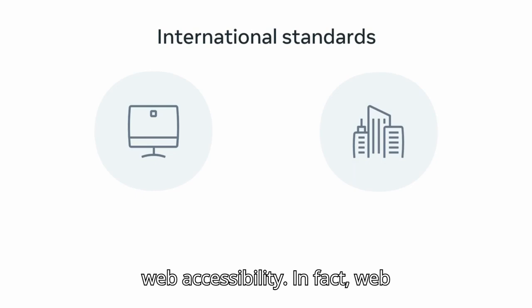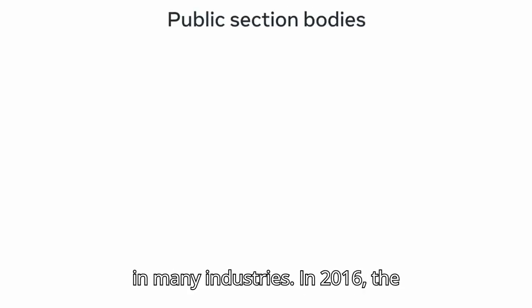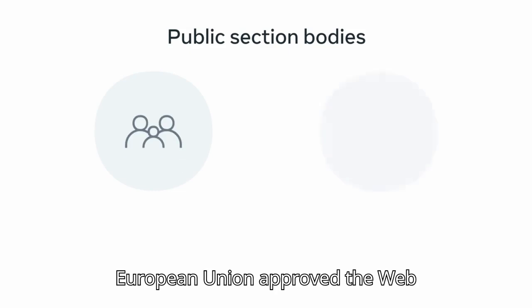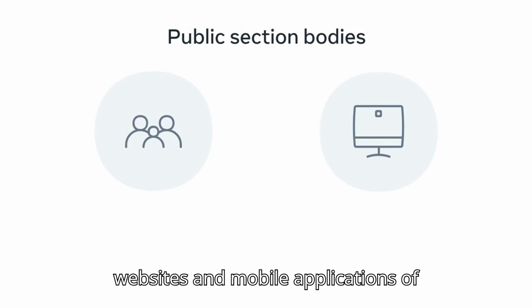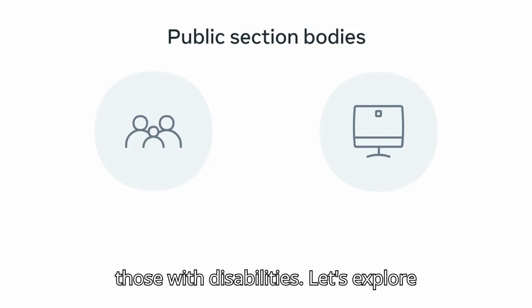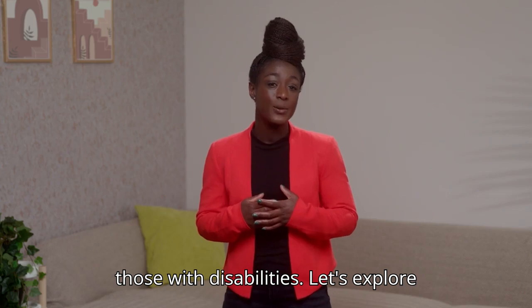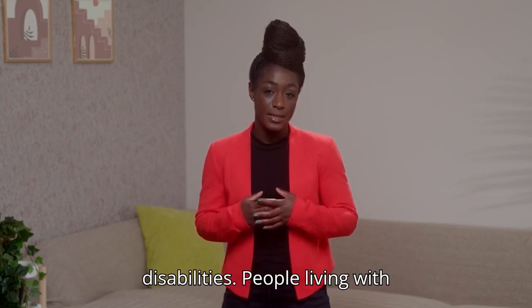In fact, web accessibility is becoming a requirement in many industries. In 2016, the European Union approved the Web Accessibility Directive, which requires websites and mobile applications of public sector bodies to be accessible to those with disabilities. Let's explore some examples of how accessibility is provided to those with different disabilities.